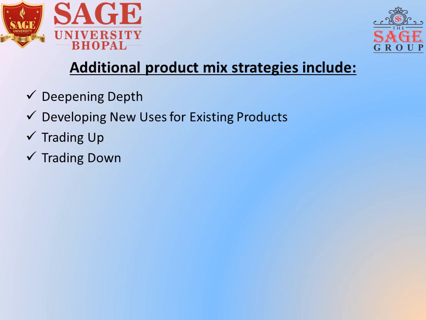Third one, trading up. A company adds a higher cost product to an existing line to improve brand image and increase demand for its lower cost products. Fourth one is trading down. A company adds a lower cost product to an existing line of higher cost products.